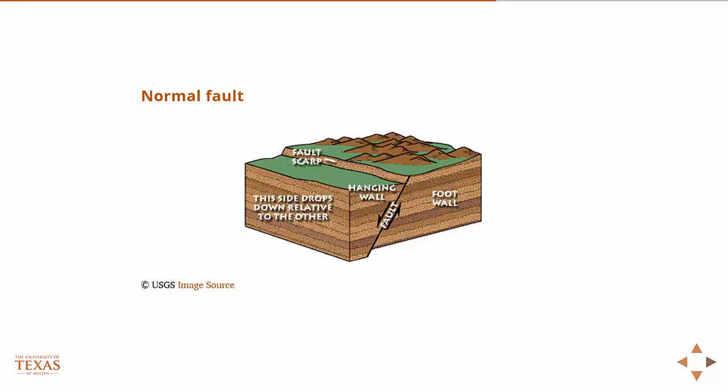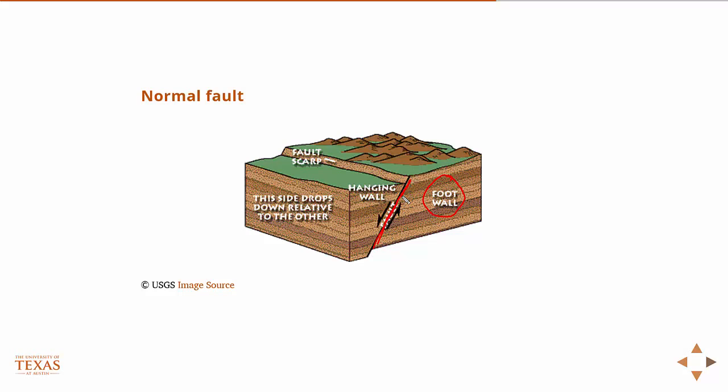So a normal fault is described in this picture, where you always have the footwall, which is always the side of the fault that goes into the incline.